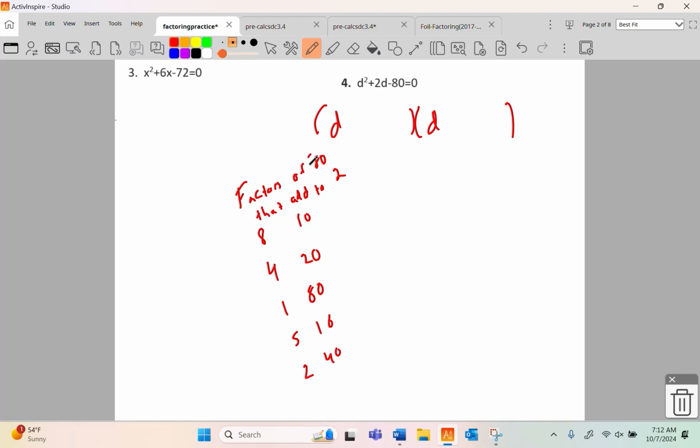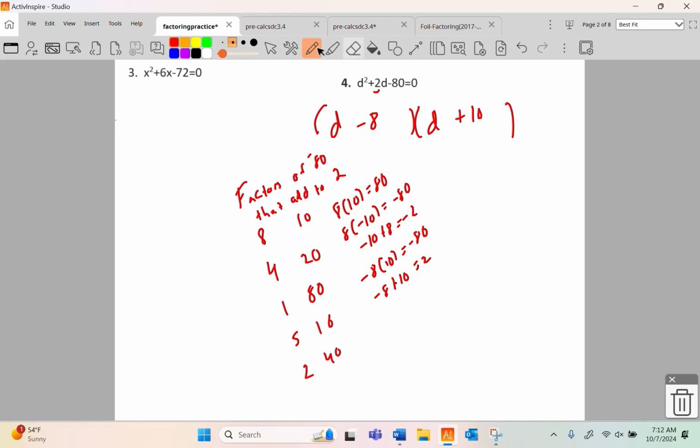Now, by the way, it is a negative 80. I know that 8 times 10 is 80, and I know that 8 times a negative 10 is negative 80. But negative 10 plus 8 is negative 2, so I switch the order. Negative 8 times 10 is still negative 80, and negative 8 plus 10 is 2. That was what I wanted. So minus 8 plus 10.